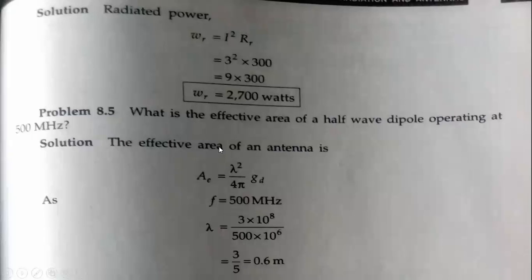But from the numerical point of view, remember this is a particular area at either the transmitting or receiving antenna, where we are interested in finding out whether the signal is strong or weak. How is it possible? The effective area of that antenna can be calculated as A_E is equal to lambda square by 4 pi times G_D. D is the directivity, G is the gain, lambda is the wavelength, and A_E is the effective area. So substitute the value of the frequency here, F is equal to 500 megahertz.